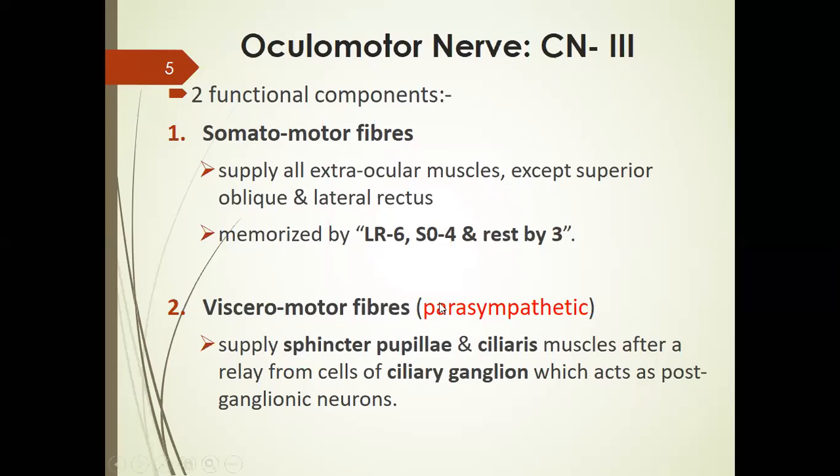And visceromotor fibers have parasympathetic component, and preganglionic fibers of this parasympathetic component come from Edinger-Westphal nucleus, that is accessory cranial nuclei of oculomotor nerve. And postganglionic fibers will come from ciliary ganglion, and these postganglionic fibers will supply sphincter pupillae and ciliaris muscle.